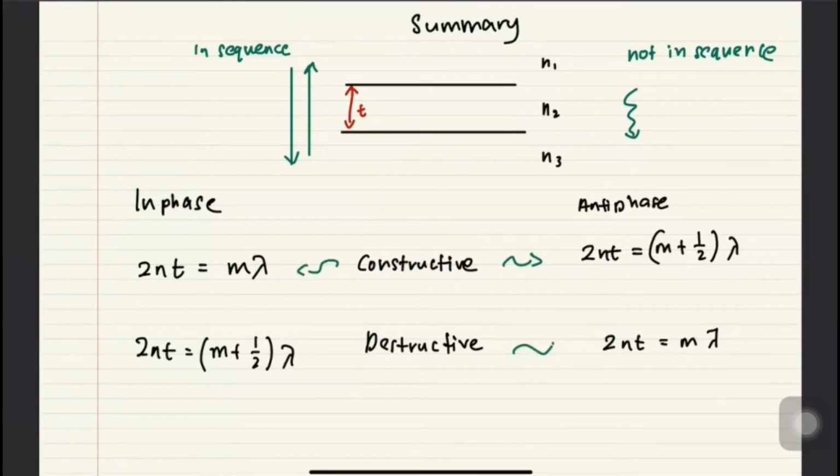Okay, this formula is given, but they didn't say this one is for in phase ke, antiphase ke, constructive ke, dia tak cakap. So you have to choose it yourself. So the trickiest part is to choose the right formula lah. So once you choose the formula, obviously you have to substitute all the values here.